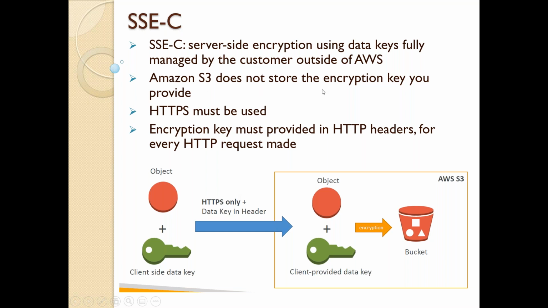So Amazon S3 doesn't store the encryption key you provide, right? All that it does is simply get the key, lock the object and store it in your bucket, but it doesn't store the key. When you retrieve the object back, it will give you the encrypted object, and you have to provide the key to open it and use it. So these are all client dependent.